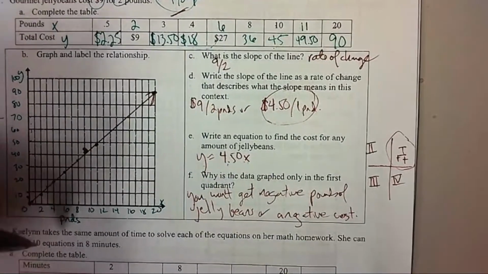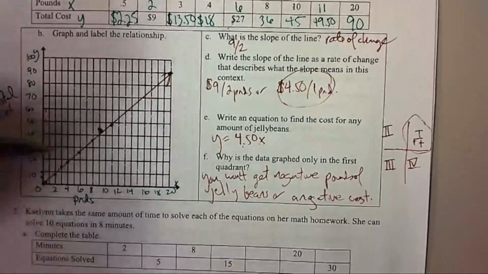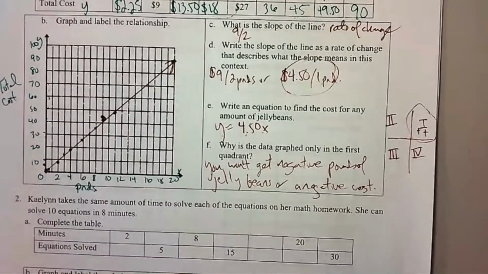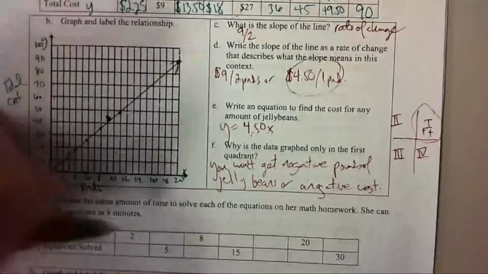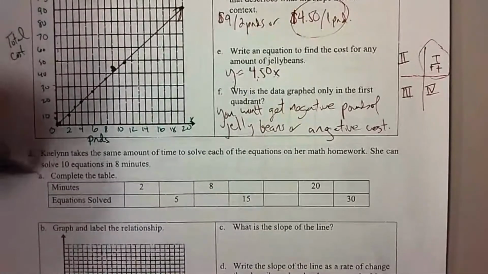Okay, part 2. Part 2 says, Kaylin takes the same amount of time to solve each of the equations on her math homework. She can solve 10 equations in 8 minutes. Alright, so see if you guys can go ahead and figure out how to fill in the table.